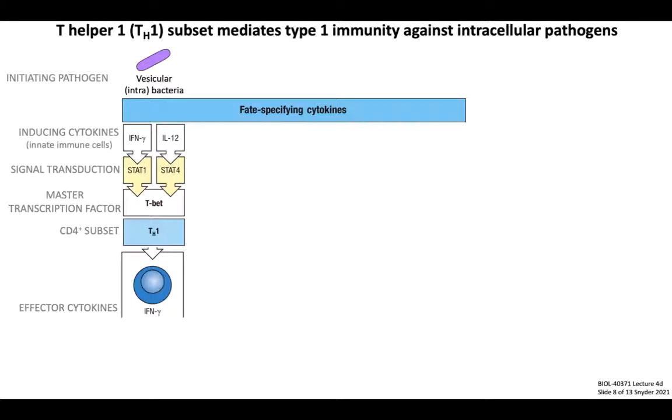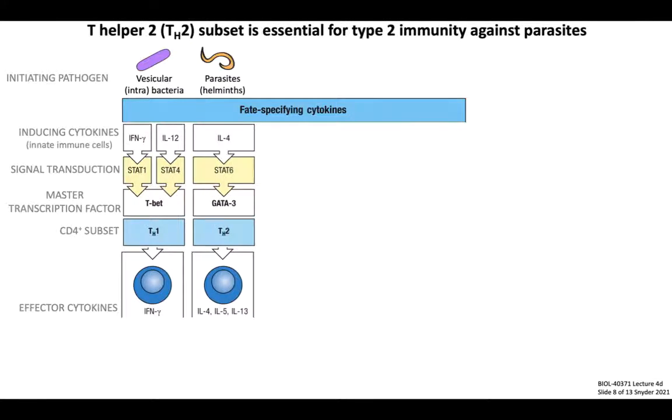transcription factor TBET. TBET then controls differentiation towards the Th1 subset, and this is characterized through the production of interferon gamma. So Th1s therefore amplify the differentiation of more Th1s through additional production of interferon gamma. And we will learn more about how interferon gamma also helps infected professional APCs defend themselves against vesicular pathogens. We'll cover that on the next slide.